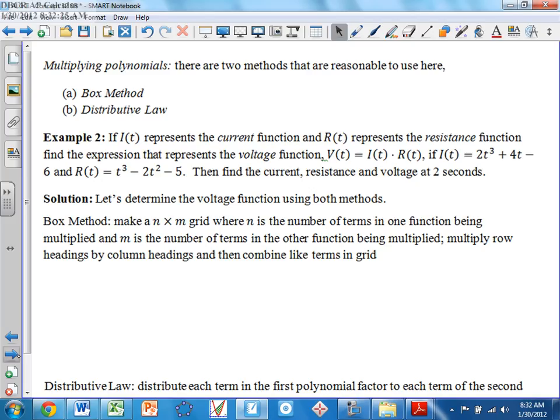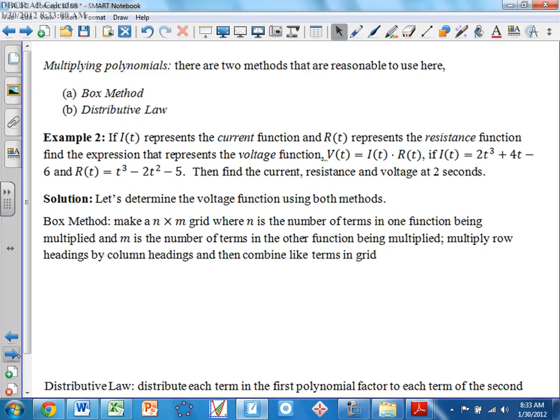find the expression that represents the voltage function, comma, and then the equation is written here, V of t equals I of t times R of t. Those are all the functions that we just listed. Again, the voltage is equal to the current times the resistance. If, again, that was V of t equals I of t times R of t.